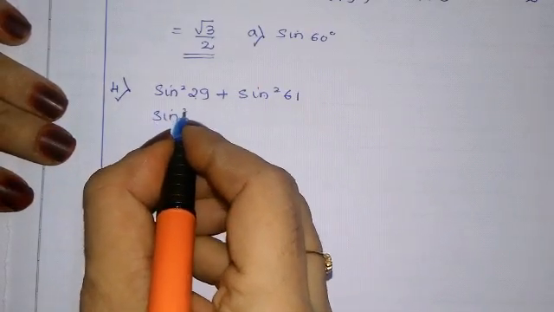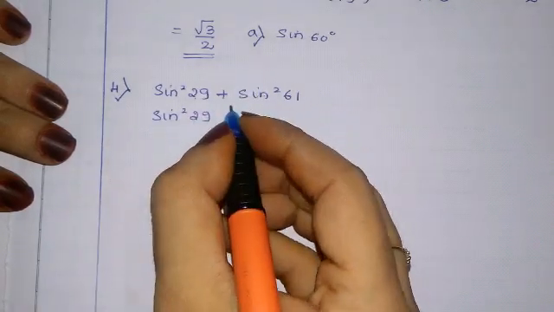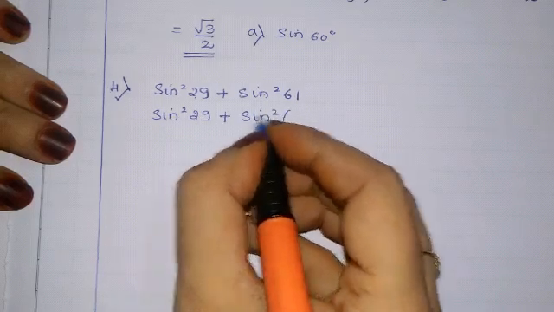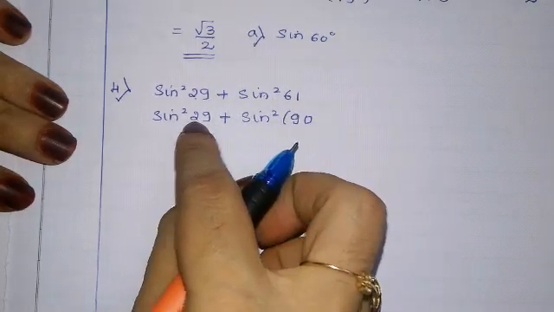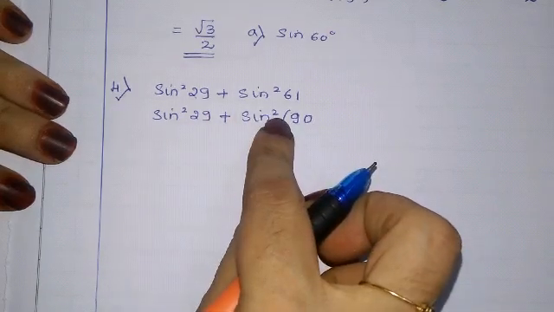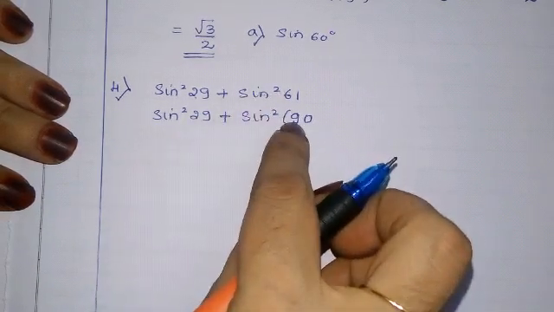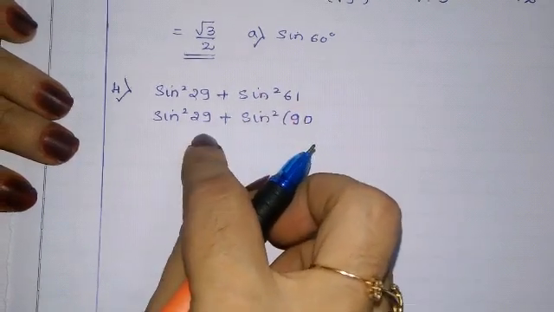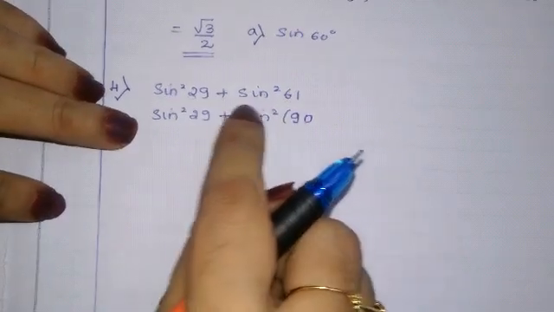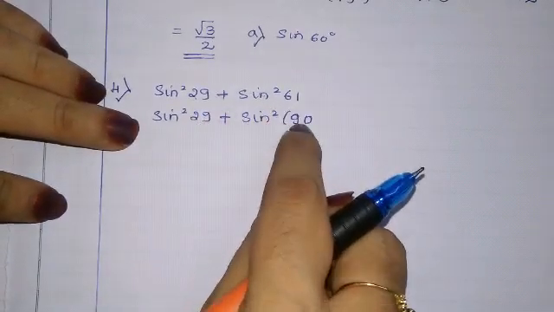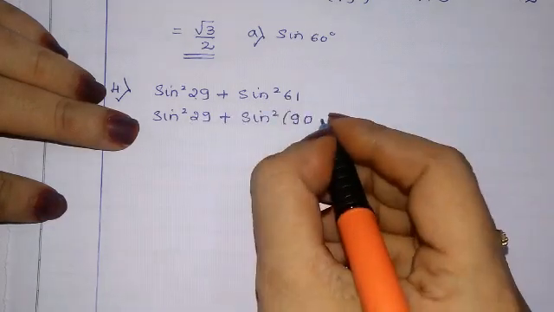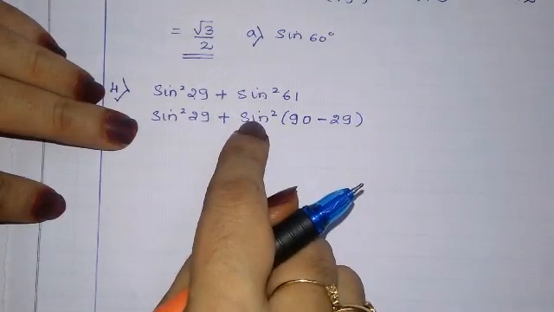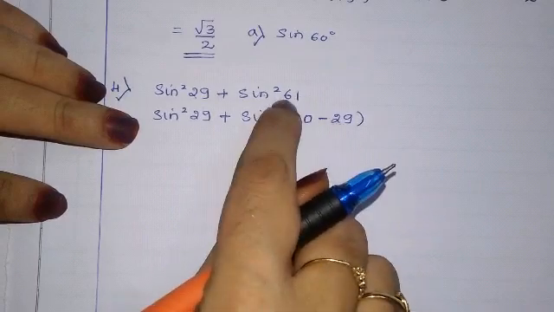Sine square 29, let it be as it is. There will be logic in this problem. Now sine square, let it be as it is, and take 90 minus this number. Whatever number we are changing, if we do 90 minus that number, we will get the other number. Always, if we do 90 minus this number, you will get this number. 90 minus 29 is nothing but 61. So I'll write sine square of 90 minus 29, which is 61 only.